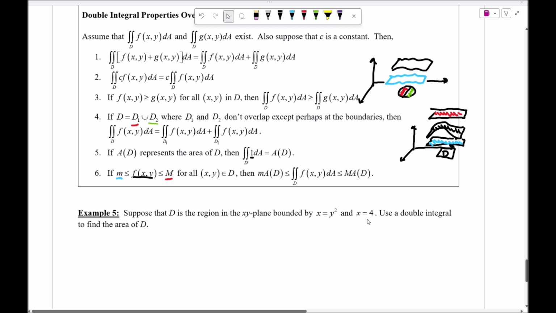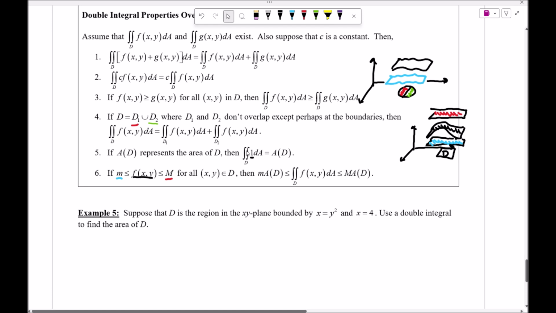Okay, so right off the bat, we might recognize which property is going to be useful here. We're asked to find the area of a region, but we want to do that using a double integral. Well, that should very simply then correspond to property number 5. So we're going to go ahead and see that if we were to just do a double integral over D of 1, then that should represent the area of my region D.